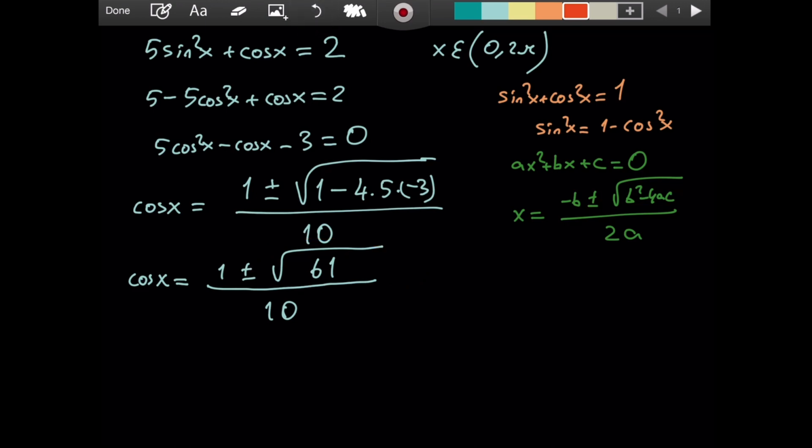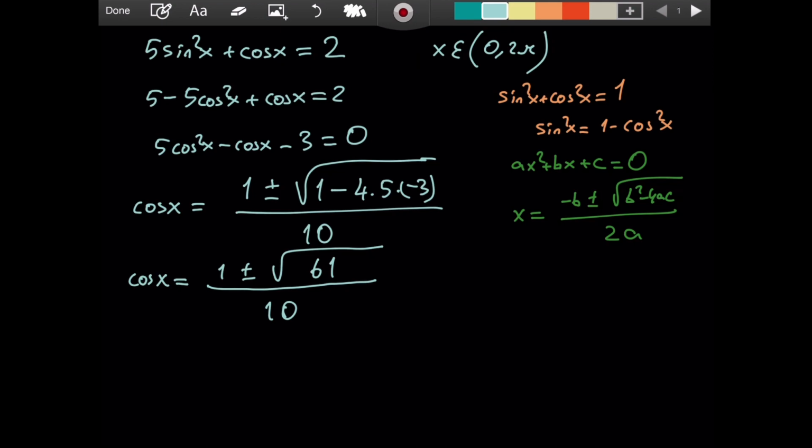Are we done? No, we're not done, because we want to find x. But we really took a huge step towards finding x. At this point, maybe you would say, all right, I got this. I'm just going to take the arc cosine, the inverse cosine of this, and there is my answer. That will be one of the answers. But there are others in this interval.